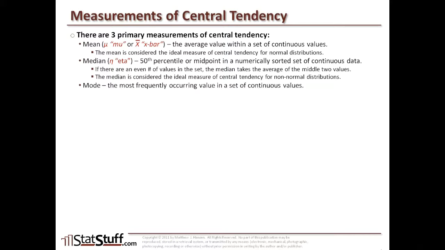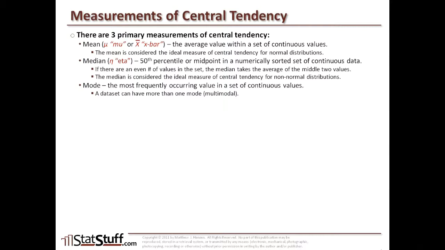Another measurement for central tendency is the mode, which is the most frequently occurring value in a set of continuous values. We don't use the mode too often, but it does come into play, especially when we have a data set where we might see more than one mode, that is, something that's bimodal or has some multimodality. We've talked about that in the lesson regarding non-normal distributions, but it is important to at least be aware that the mode is also used as an indication of central tendency.